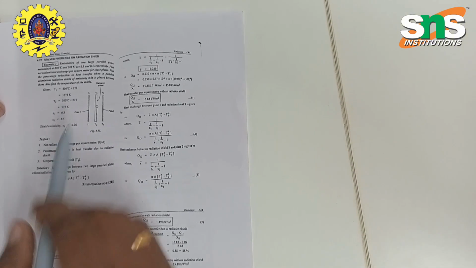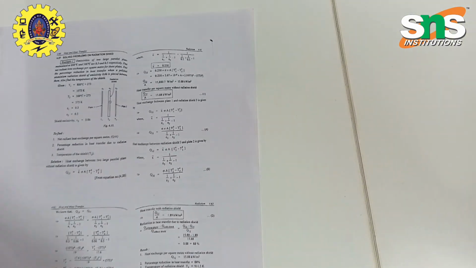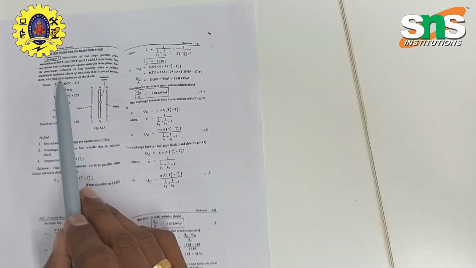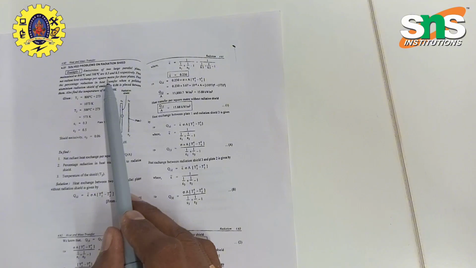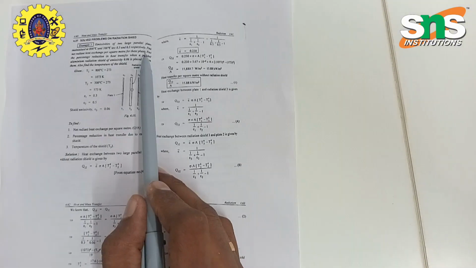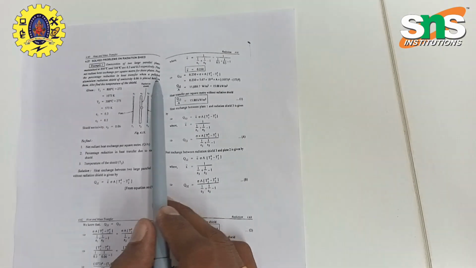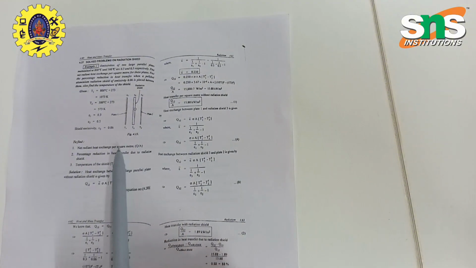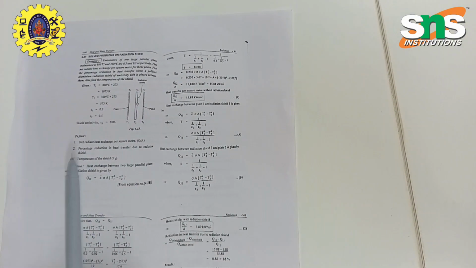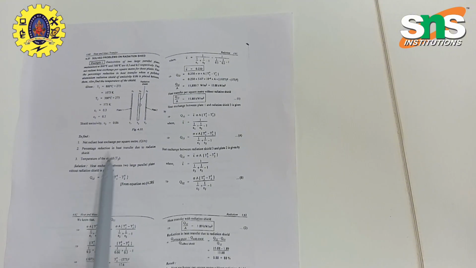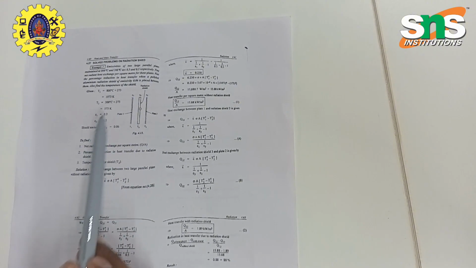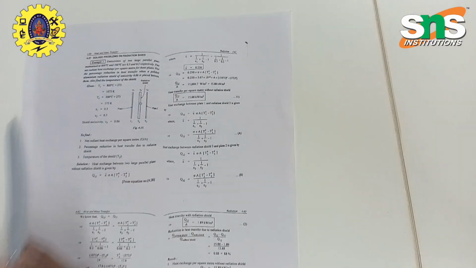Now another problem: the emissivities of two large parallel plates maintained at 800 degrees Celsius and 300 degrees Celsius are 0.3 and 0.5 respectively. In this problem we need to find the net radiant heat exchange per square meter, the percentage reduction in heat transfer due to a radiation shield, and the temperature of the intermediate shield. So these are all the given data from this problem.